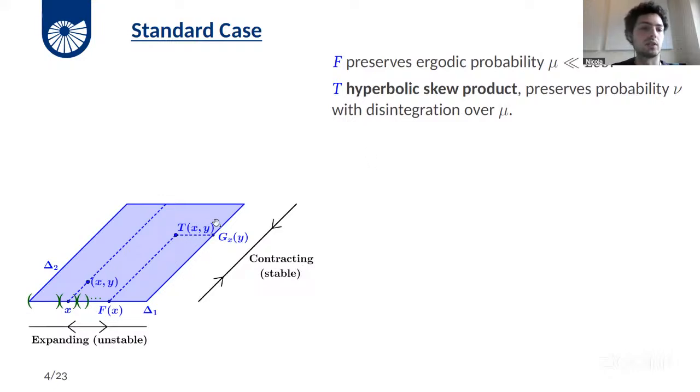Skew product is that because the first component of T is F, which only depends on the unstable component on X. We also need a probability nu, which is preserved by T with a regular disintegration over mu. Just think of a measure on the whole blue region, which projects on the first component becoming mu, and which can be divided into many measures, each with support on each vertical fiber. So we have our base system.